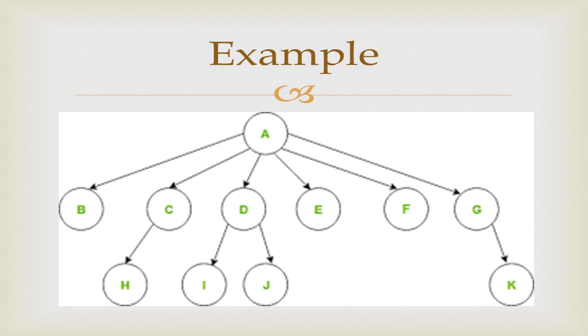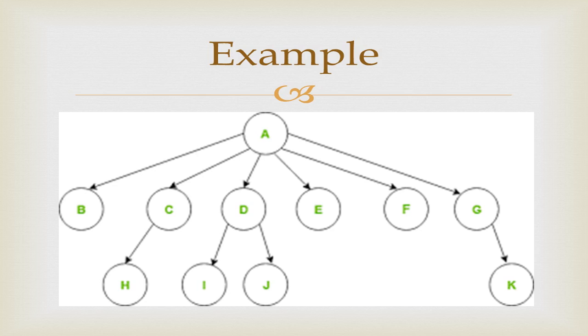Question number 5. What is the depth of C? Definition of depth: length of the longest path from the root to that particular node. So your root is A. From A to the particular node C, the length of the path is 1. Hence, depth of C is 1.